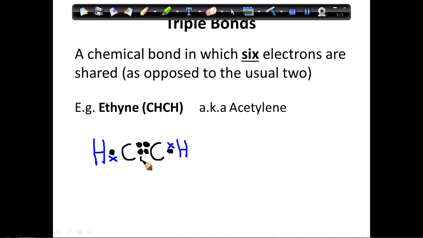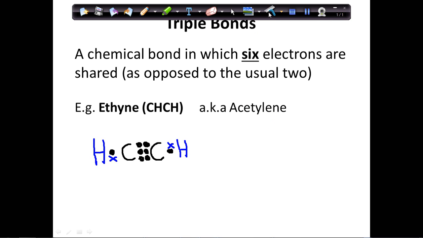And now those ones join in the middle too. And you can see there's my triple bond. Those 3 pairs of electrons being shared, 2 being shared on that side. So this carbon here has got 6 plus 2 on that side. It's got 8 electrons in its outer shell. It's going to be happy.